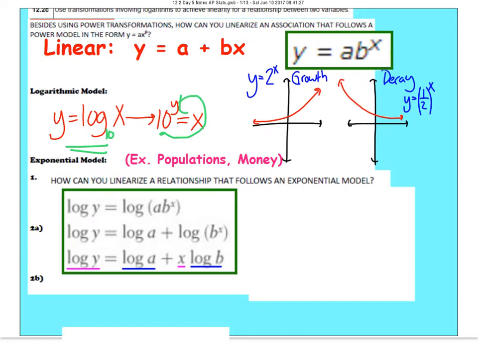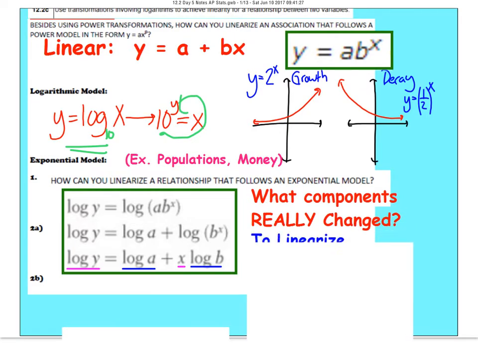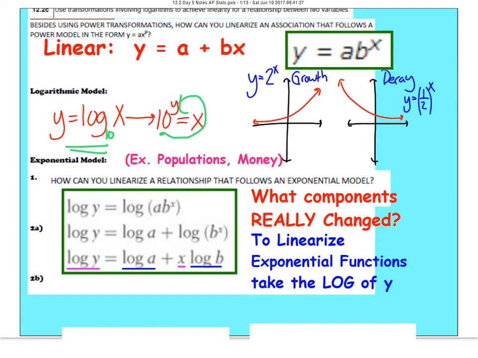If you want to linearize exponential functions, what you must do is just take the log of y. Why do I make that conclusion? Because if you look at this format, the y has the log. The x has no log in front of it. So if you have an exponential pattern in your data, which either looks like growth or decay, all you do is take the log of y, and what that will do is take the curve and make it linear.